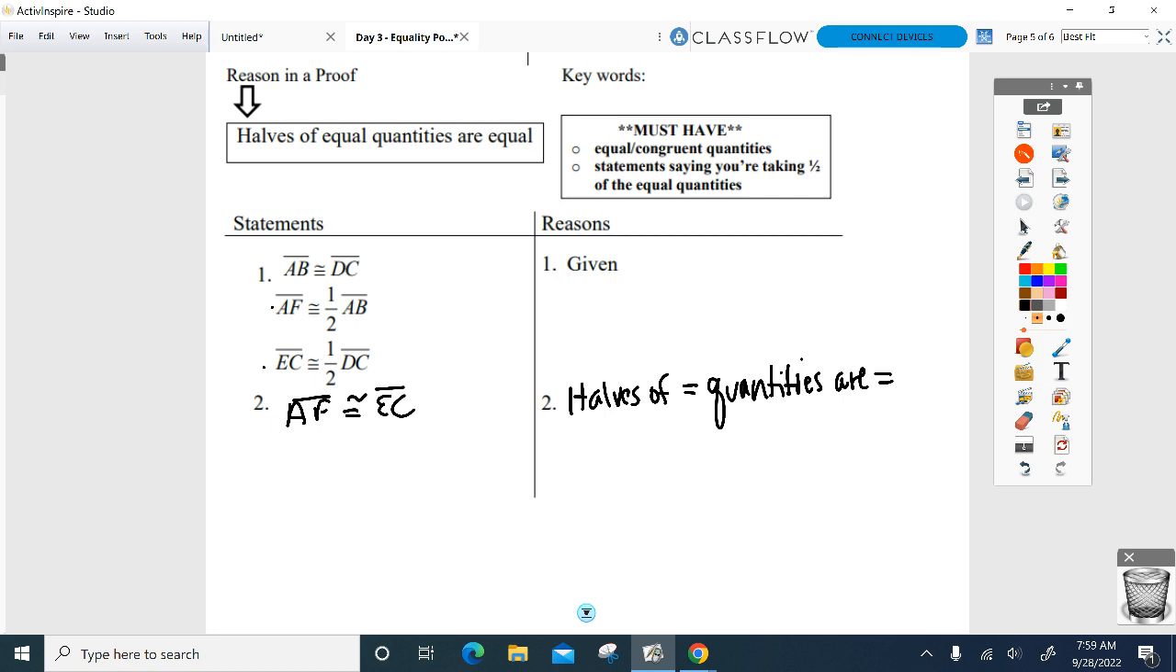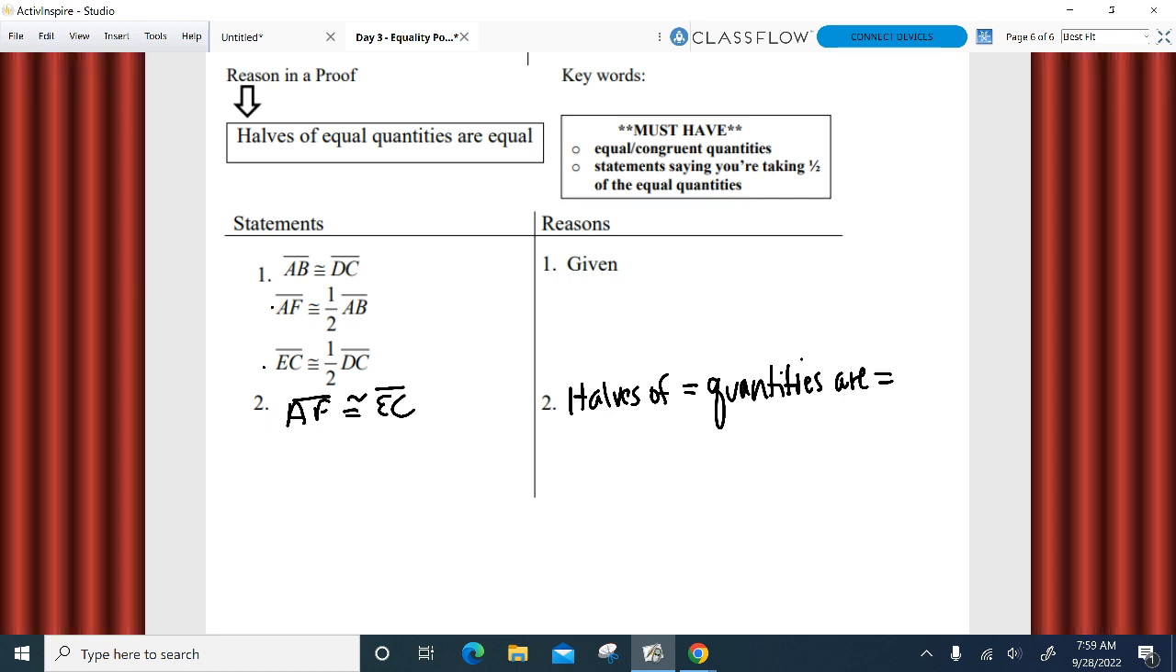You got to have two equal angles or segments. You got to take half of them, and then you can tell me the halves are equal to each other. Also, by the way, if you're getting nervous because these are starting to pile up, the test next week, I'm going to give you all of those on a sheet of paper. It's just a matter of do you know how to use them and when. All right, one more proof, and then you're on your own.